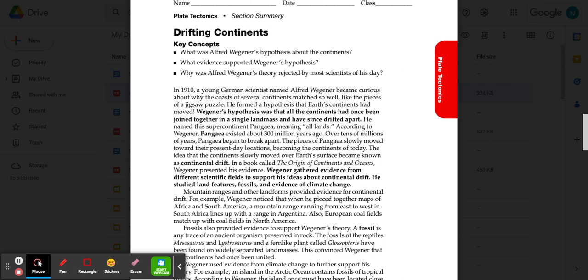Over tens of millions of years, Pangaea began to break apart. The pieces of Pangaea slowly moved toward their present day locations, becoming the continents of today. The idea that the continents slowly moved over Earth's surface became known as continental drift. In a book called The Origin of Continents and Oceans, Wegener presented his evidence. Wegener gathered evidence from different scientific fields to support his idea about the continental drift. He studied land features, fossils, and evidence of climate change.